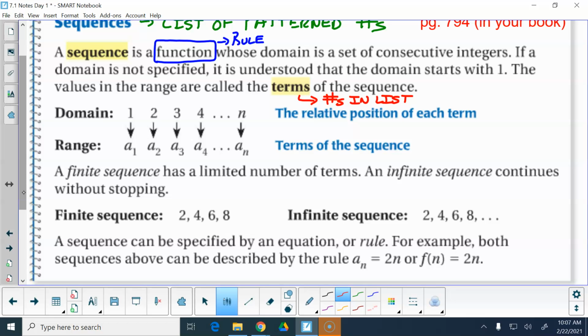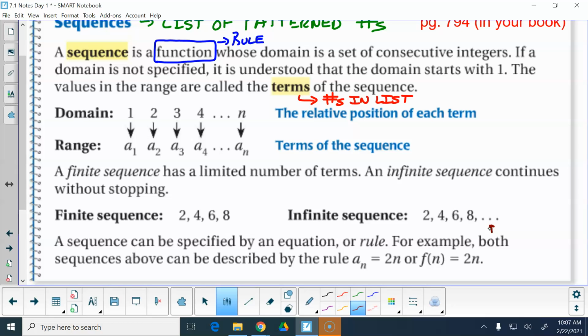Now, if that pattern continues on forever and ever, then that is called an infinite sequence. And you can definitely tell an infinite sequence by those 3 dots right there. If there are 3 dots at the end of your sequence, that is telling you that the sequence is going on forever and ever, and it won't stop.